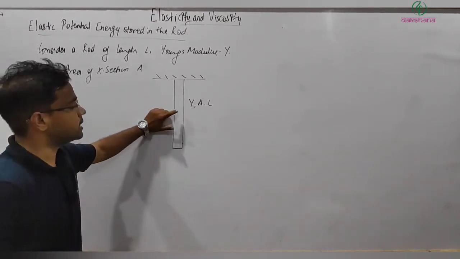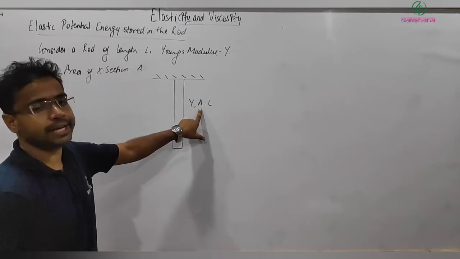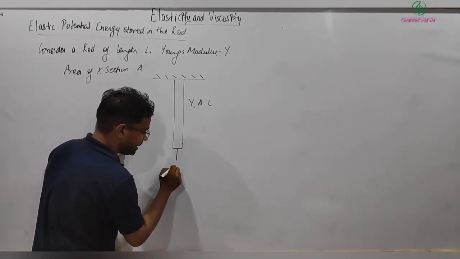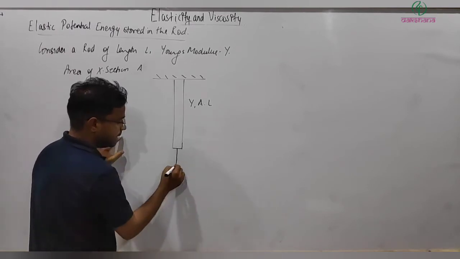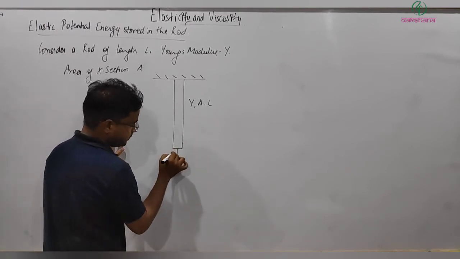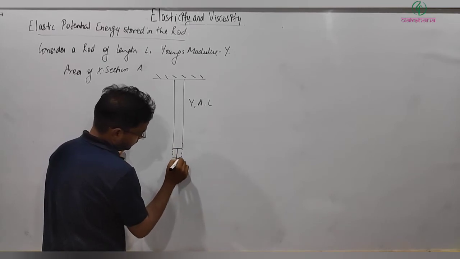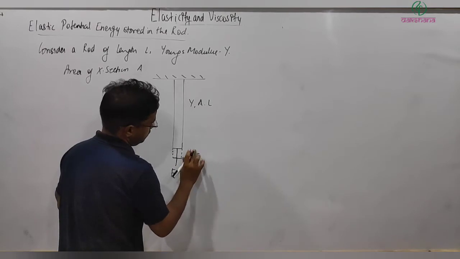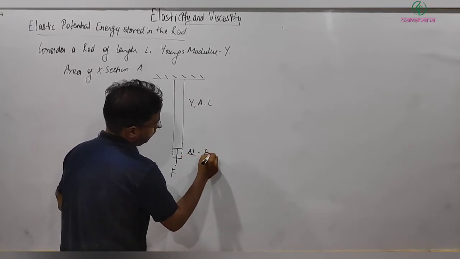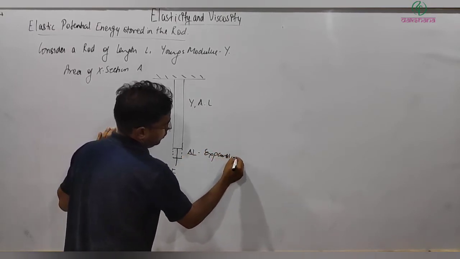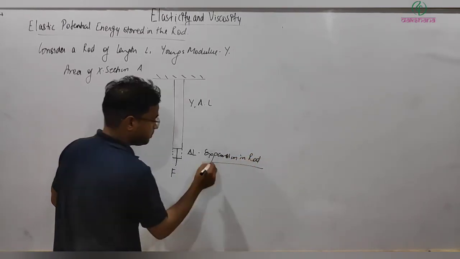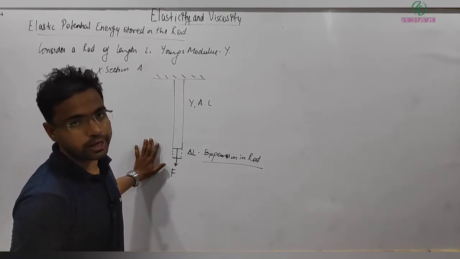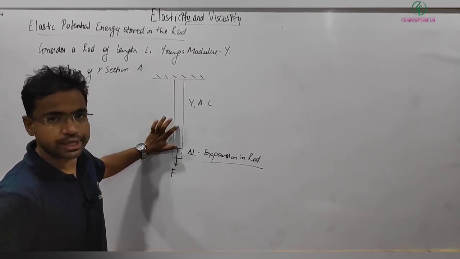So let's consider this is the rod, Y is the Young's modulus, A is the area of cross section, L is the length. Now this lower end is being pulled by some force F. What will happen? It will expand. So let's say delta L is the expansion in the rod on pulling by this force F. So now what is the energy stored in this rod? That is the question, right?